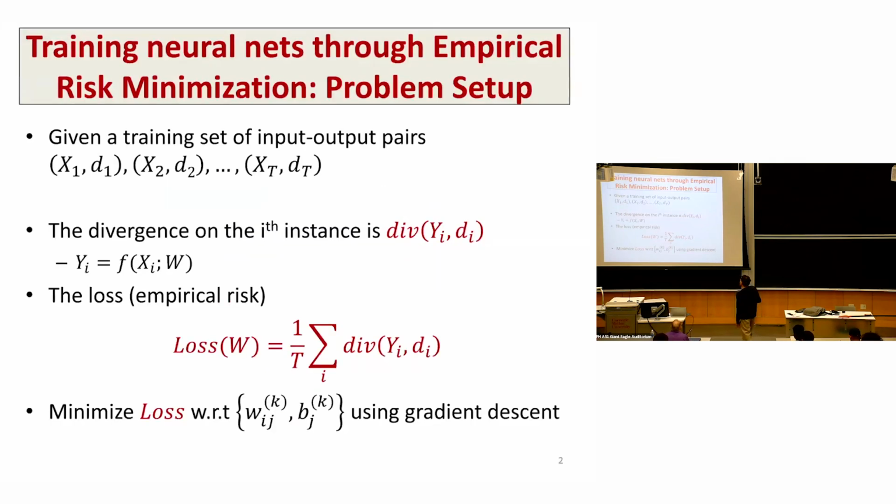Here's where we were. When we last checked, we found that training neural networks through empirical risk minimization was set up as follows. We were given a collection of training instances comprising input-output pairs. Each training instance had an input X and a desired output, the output that you want the network to compute. And we defined a divergence between the actual output of the network and the desired output.